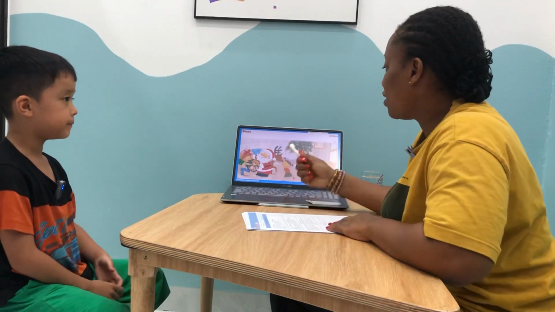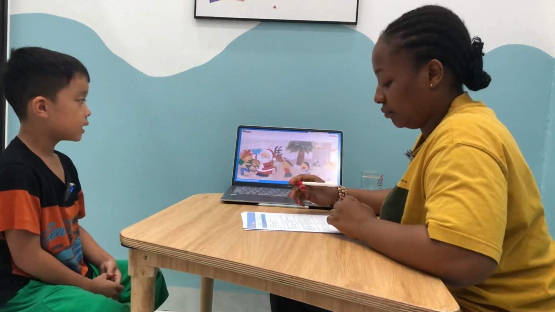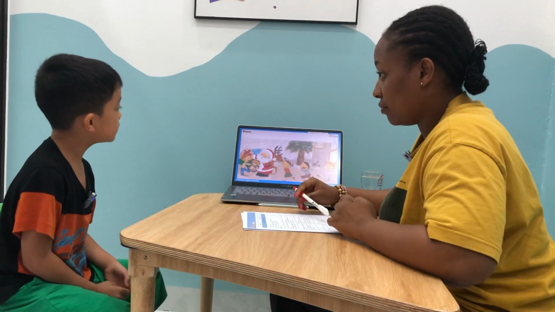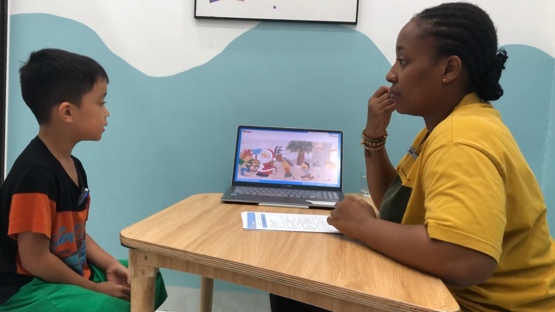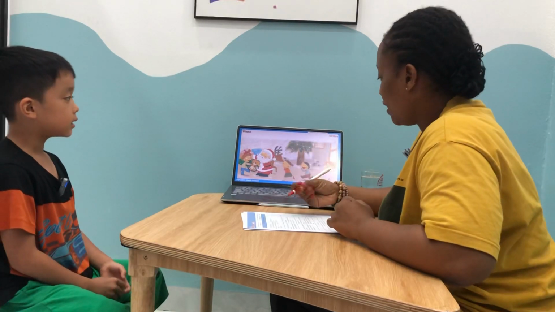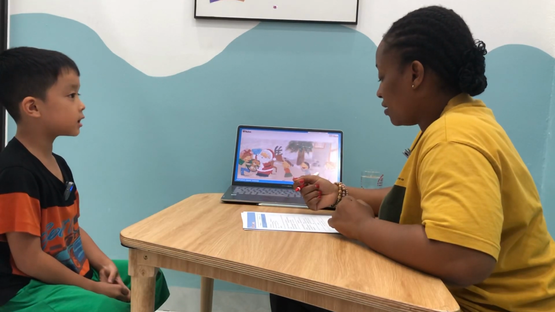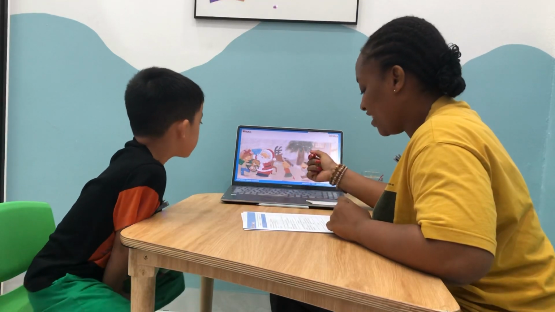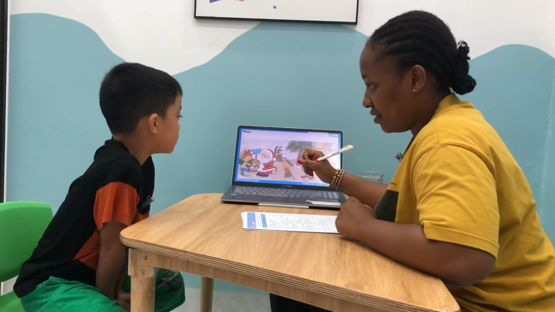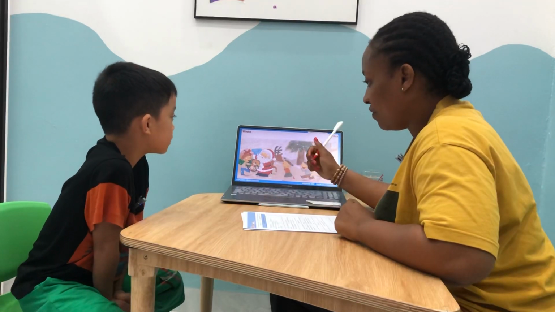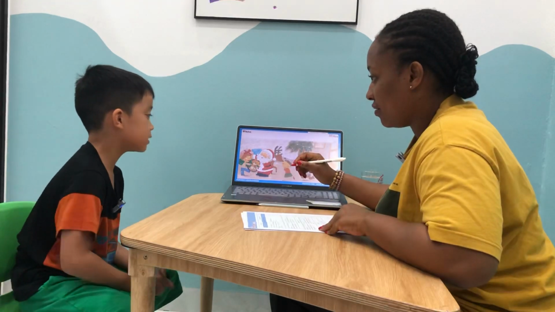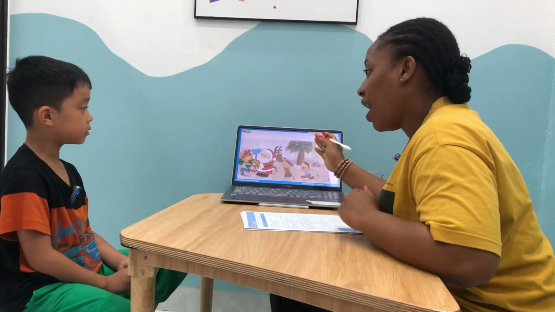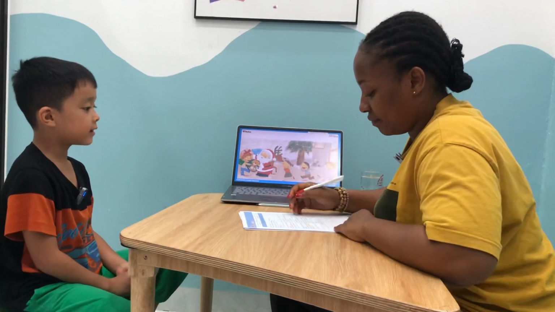Okay. Where is the Christmas tree? The tree is decoration on the tree. The tree is in front of? In front of. Okay. The tree is in front of the house.